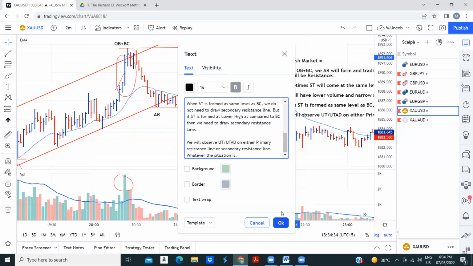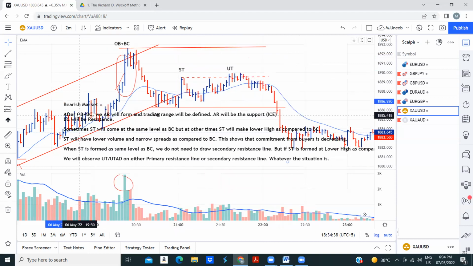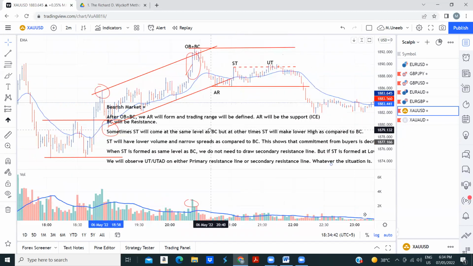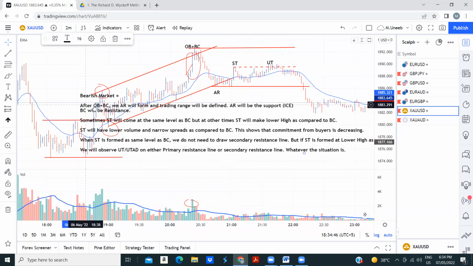Shall I remove this, or do you want to read this also? If you want to read, you can read it out.